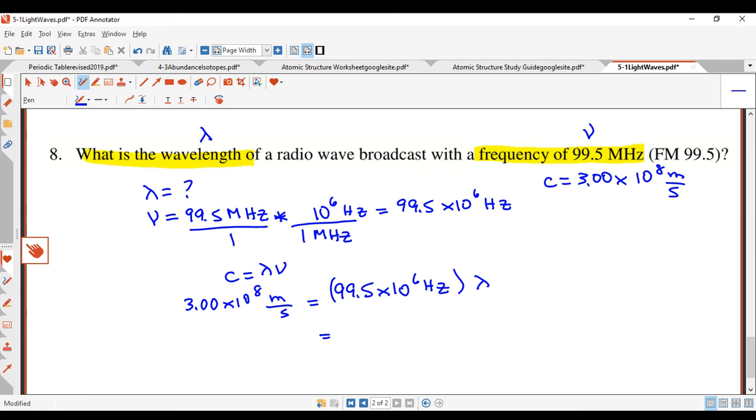So we have 3 times 10 to the 8th divided by 99.5 times 10 to the 6th in parentheses, and we get a wavelength of 3.02 meters. Now you notice again, speed of light is a definition. We use our frequency to figure out how many significant figures should be in our final answer.